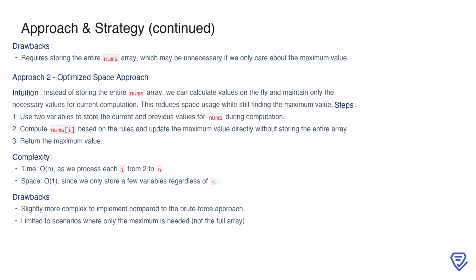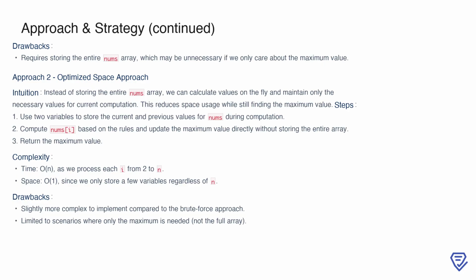To address this, an optimized space approach can be used. Instead of maintaining the full array, we calculate values on the fly and only store the minimum number of variables needed for the current computation. This drastically reduces the space complexity to O(1), as we no longer allocate memory for the entire array.